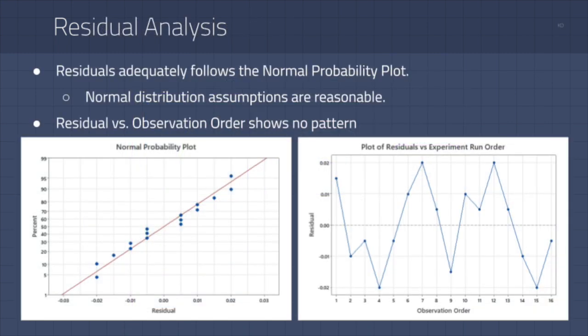Examining the residual plot, we can see that the data follows the normal probability line and has no significant outliers. This gives us confidence that our normal distribution assumptions are reasonable and applicable. Additionally, the residual versus experiment run order plot shows that there is no discernible pattern between the observations, thus indicating that our residuals are independent of when the observations occur.